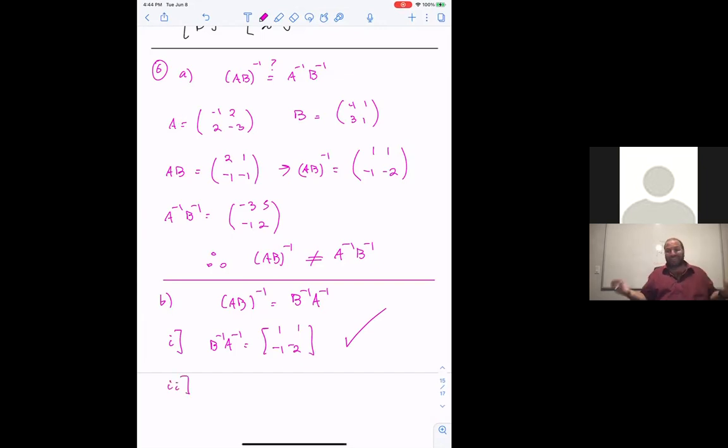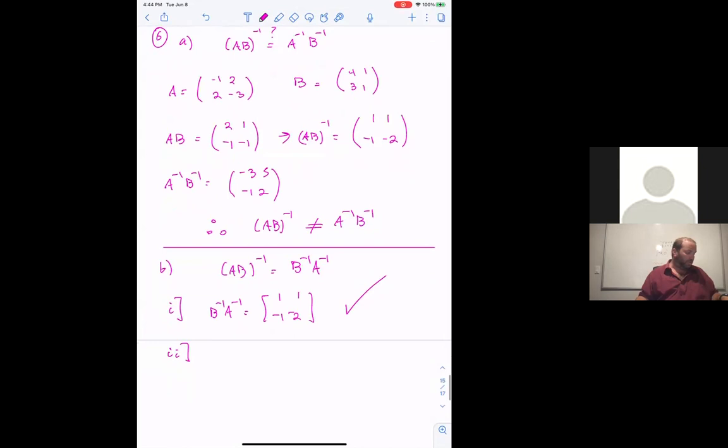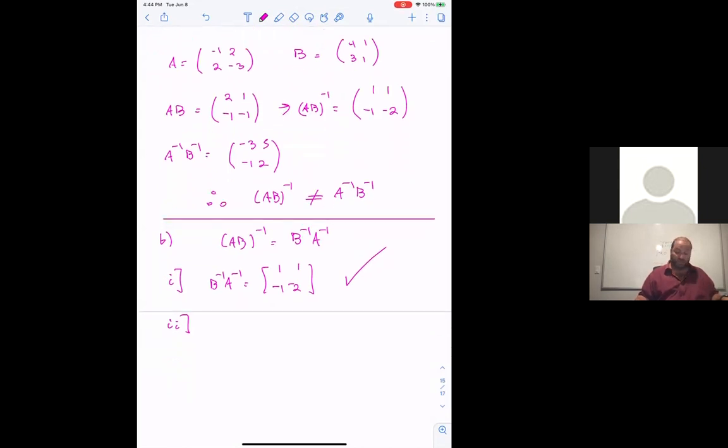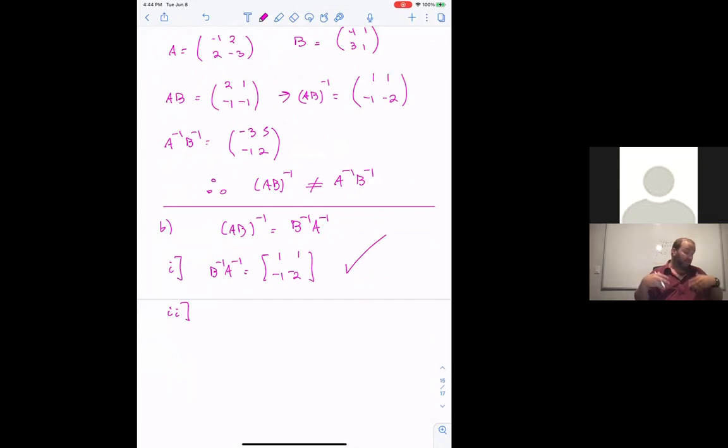Just because it worked for this case doesn't necessarily mean it works for every case. Maybe the authors of the book picked a case to work. How do I know it really, really works? So it says for part B, choosing your own 2x2 matrices for A and B, show that AB inverse equals B inverse A inverse. So this is your choice. There's infinitely many examples that you can do. So I'm gonna leave this to you. But part C says, prove that AB inverse equals B inverse A inverse.